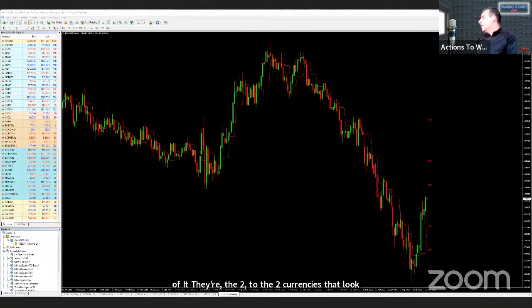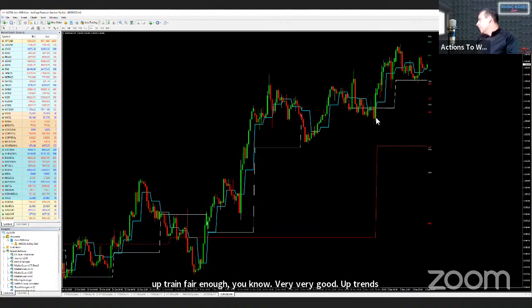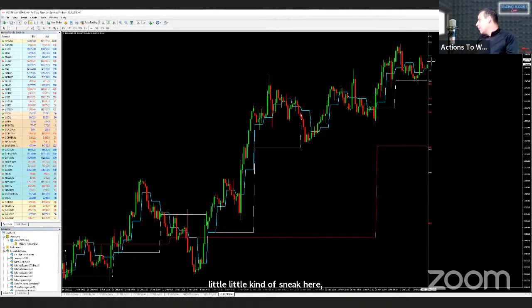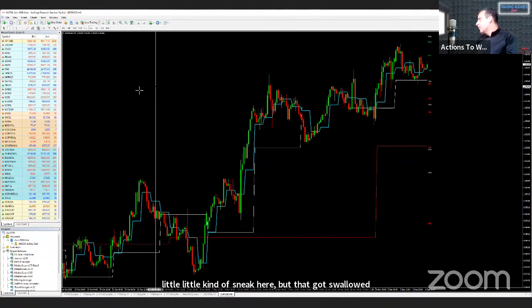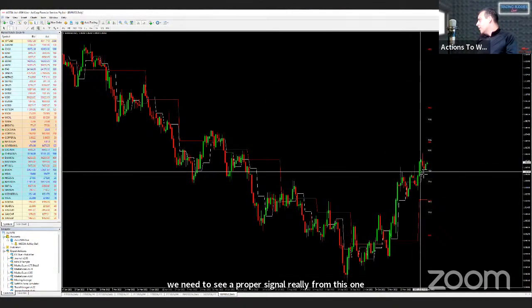Right now, this is the euro dollar, so that's in an uptrend. Fair enough. Very good uptrends here as well, and on the 4 hours, everything's trending up. There was a little sneak here, but that got swallowed up, and now we're back to the upside. So we need to see a proper signal really from this one, probably on a longer term time frame, rather than the 4 hour.